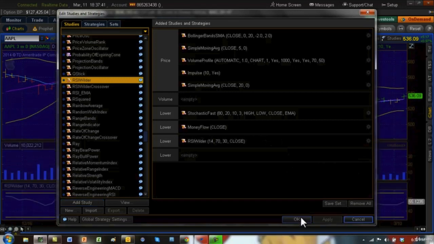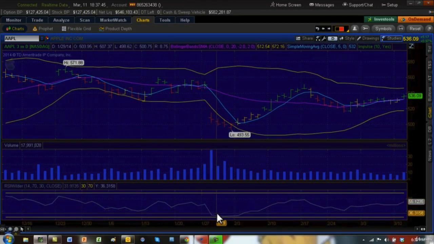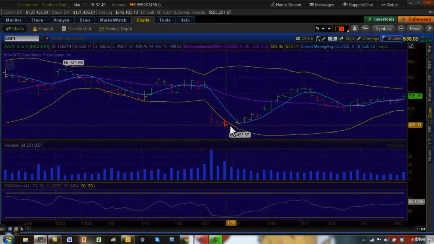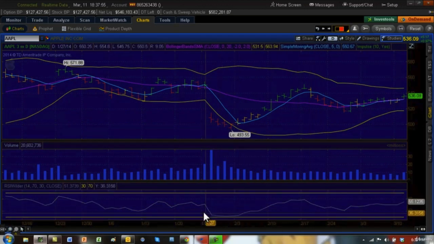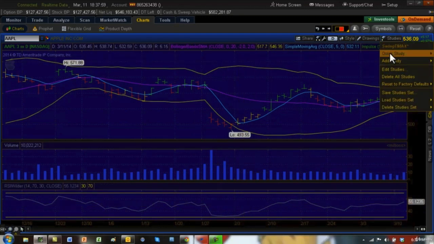Now, if you just apply this, you see we don't get a strong signal. Even though we know Apple has been oversold or overbought, it never reaches those levels on the indicator itself. So what we want to do is customize this.